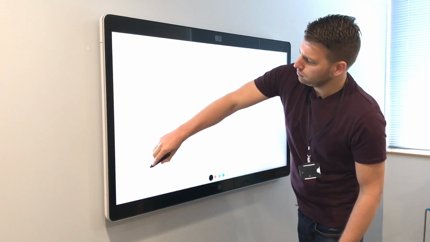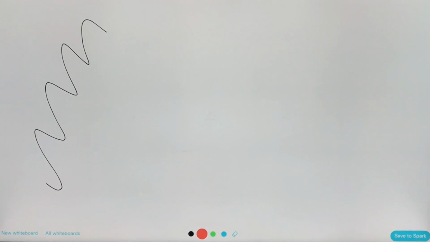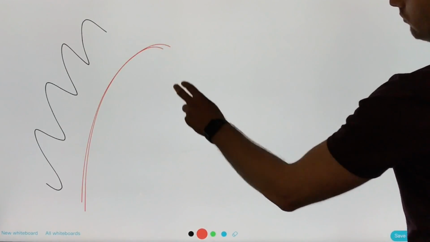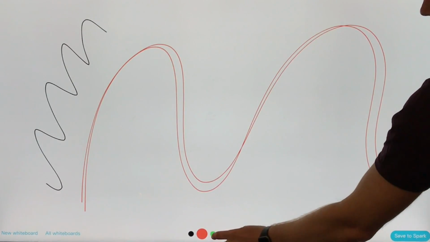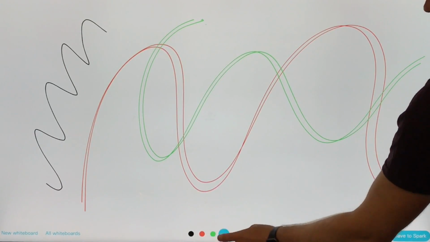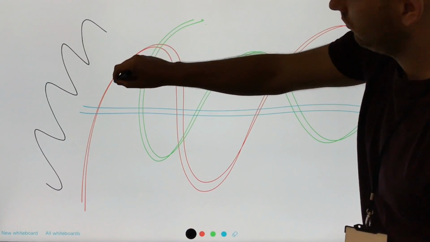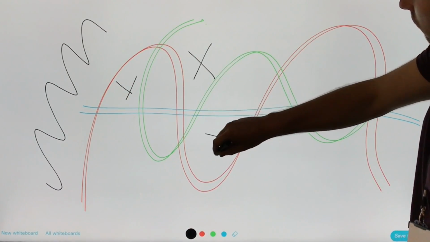I can scribble. I can have maybe another person here annotating with me on the other side, so we have 2 points of contact. I could change the color. I can annotate accordingly. Very easy to use to annotate upon.